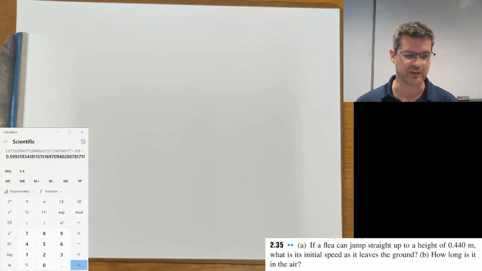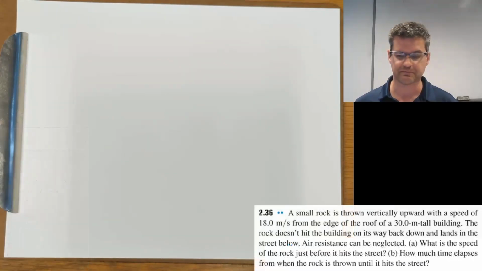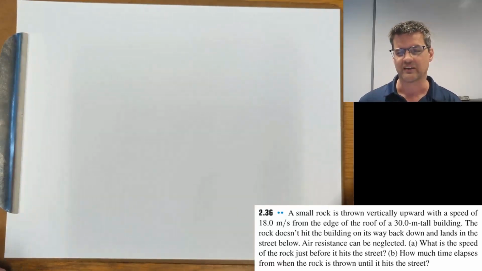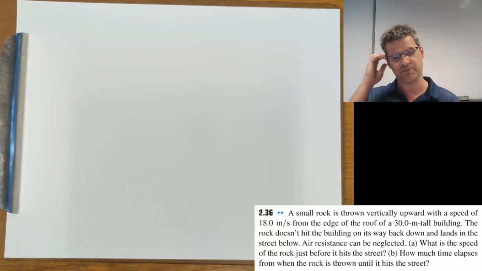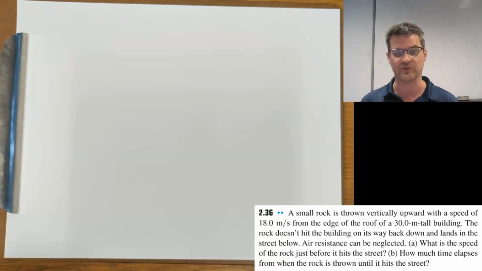What's another problem we can look at? Let's say we also wanted to look at the case of a small rock that is thrown vertically upward with a speed of 18 meters per second from the edge of the roof of a building that has a certain height.